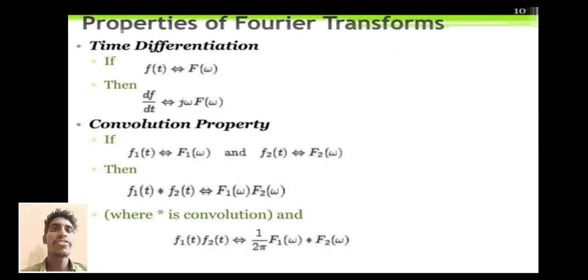Then time differentiation: if f of t corresponds to F of omega, then the derivative of f of t is equal to j omega F of omega. Convolution property: if f1 of t is equal to F1 of omega and f2 of t is equal to F2 of omega, then f1 of t star f2 of t is equal to F1 of omega into F2 of omega, where star is convolution, and f1 of t into f2 of t is equal to 1 by 2 pi, F1 of omega convolved with F2 of omega.